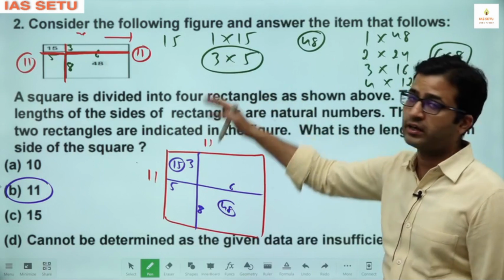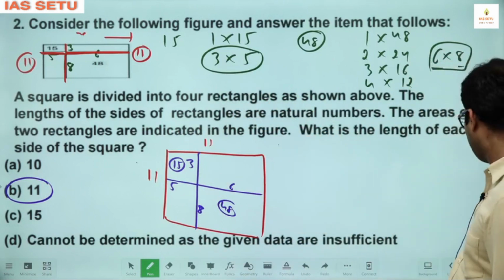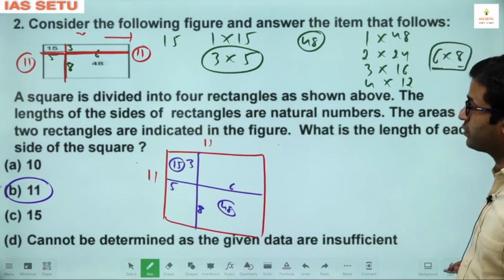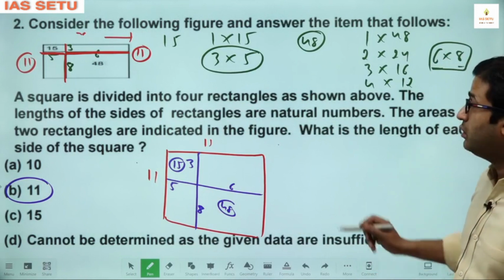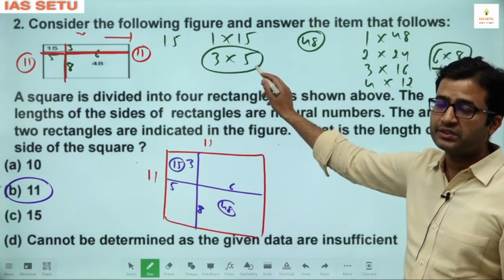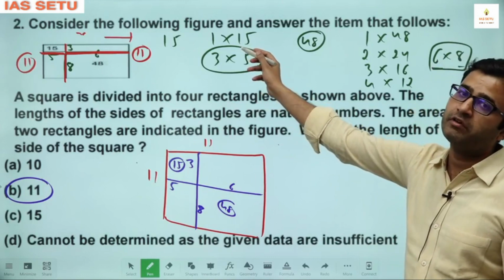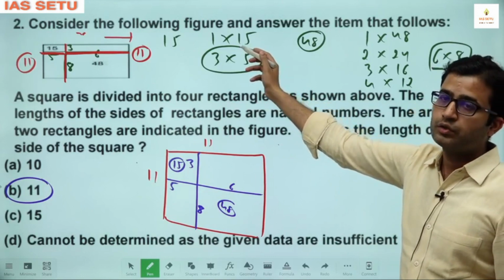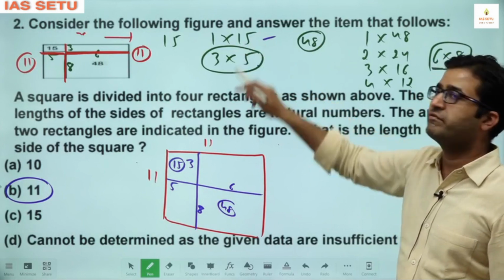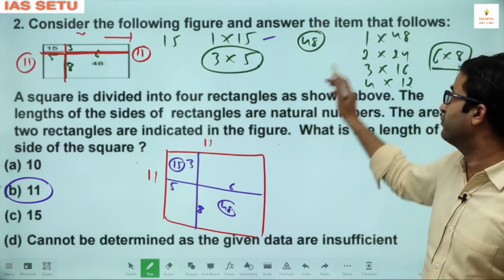Factor, you have to make factors. That is the question. Now, I already told you hit and trial. I started with 3 into 5. If it does not fit, then I have to try 1 into 15. The idea is don't start with the extreme value. Okay, don't start with the extreme value.